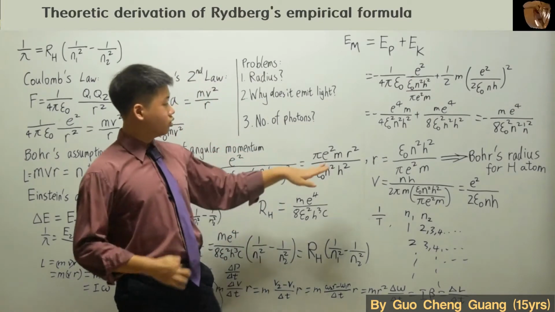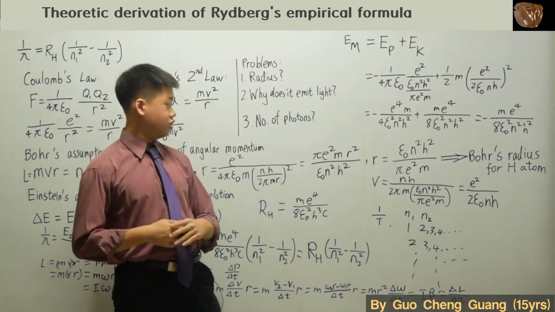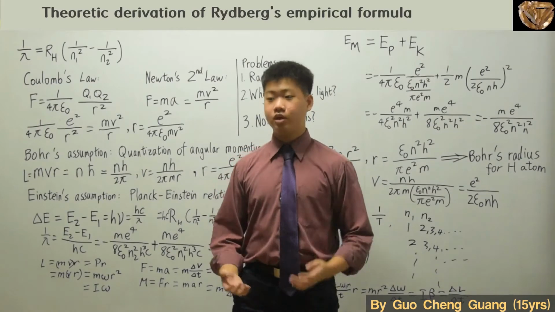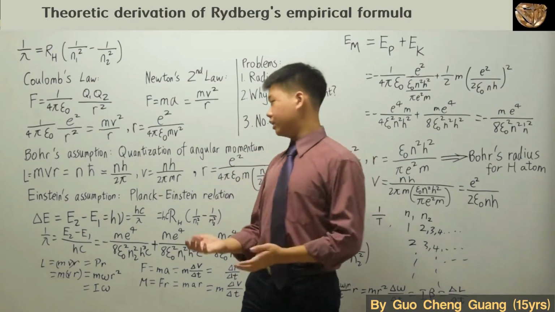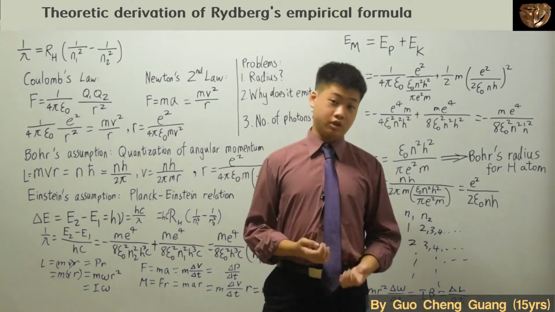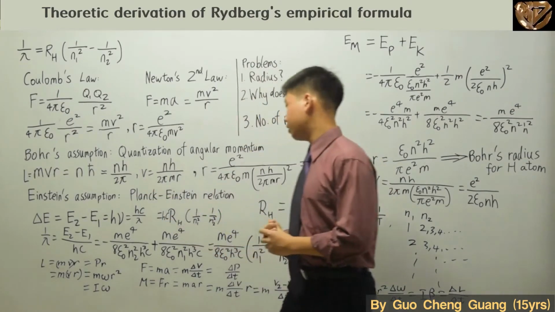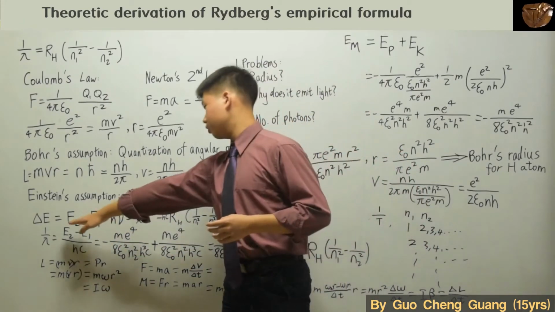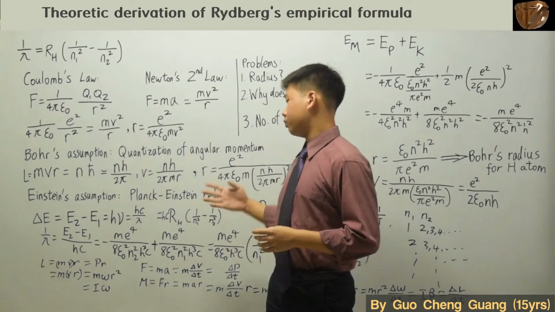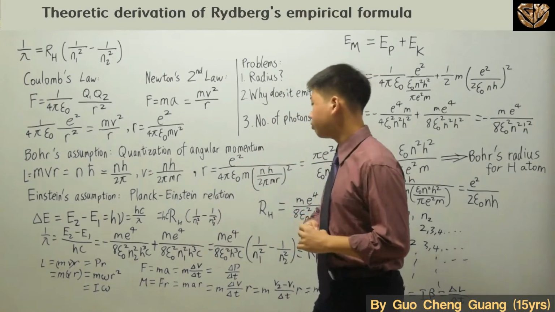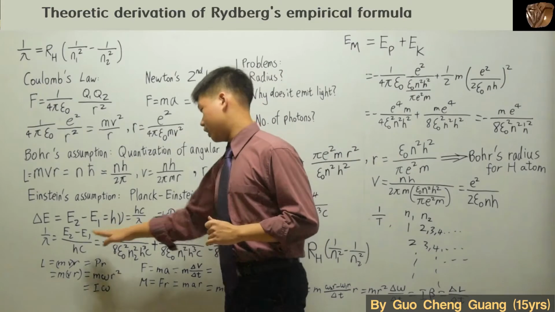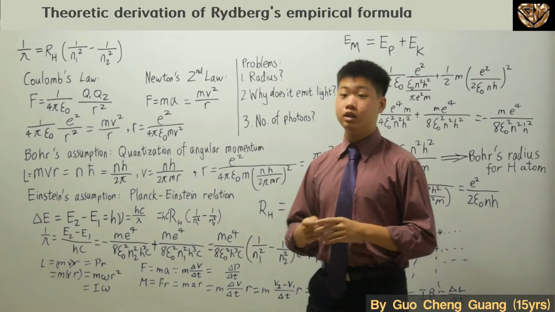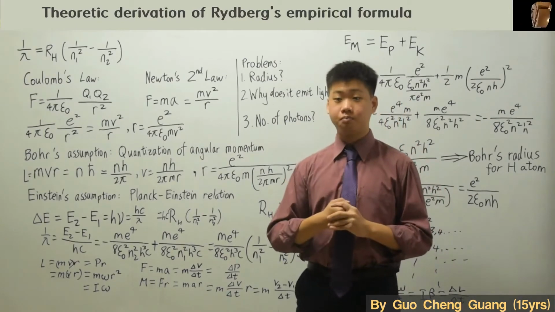After you get this Bohr radius for the hydrogen atom, you move on to someone pretty much everyone knows, especially when you start learning. This might be one of the first scientists you hear of, which is Einstein. Einstein used the Planck-Einstein relation, which is down here, to derive a different set of things, which you can find in this part and do some calculations to finally get your Rydberg's empirical formula.